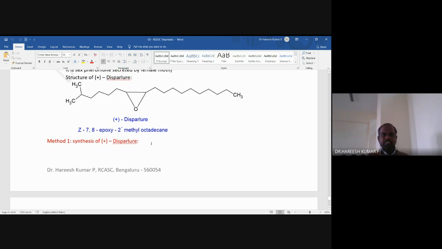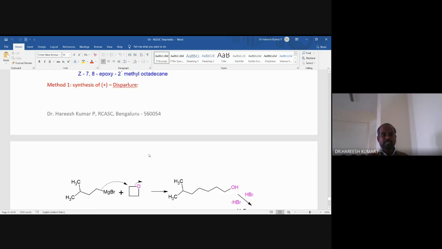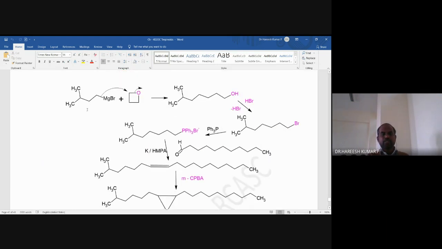So let's look into the first method of synthesis of Disparlure, more particularly plus. Plus means the dextrorotatory one. This will be the starting material. So what is the name of this compound? This is 1, 2, 3, 4. Since it is a four carbon atom one, you can say that it is isobutyl, isobutyl magnesium bromide.